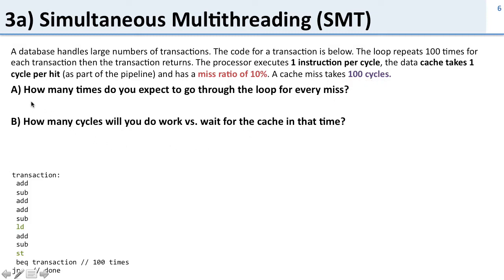So we've got two questions here. The first is, how many times do you expect to go through the loop for every miss? And the second is, how many cycles do you do work versus wait for the cache in that time?